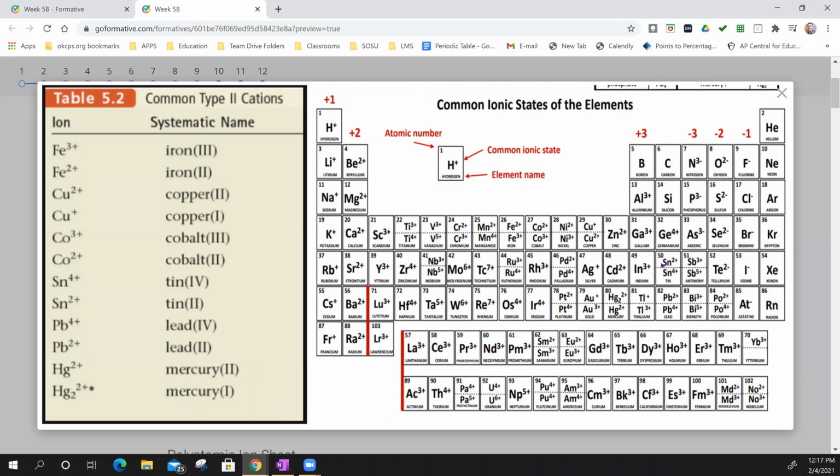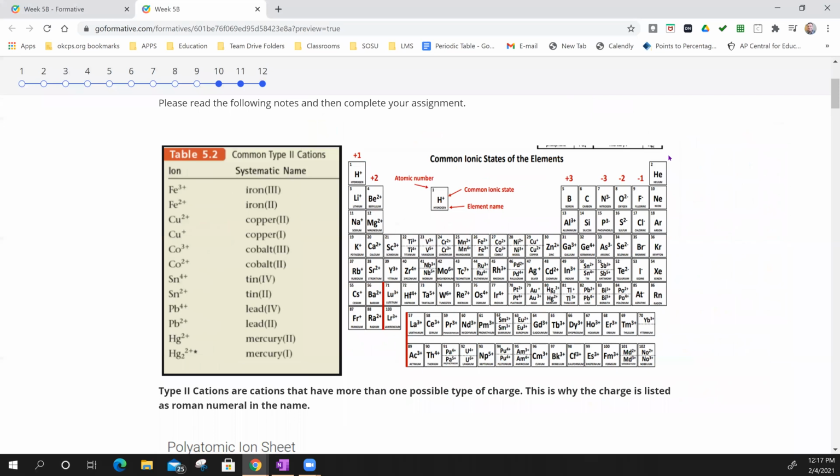This tells you all the charges of the ions that are on the periodic table. Monatomic ions mean one-atom ions; each of these is made up of one atom. And then we have our common type 2 cations, which are cations that have more than one possible charge. So their charge is written in the name, and so we call this type 2. We can see those right in this area with titanium, chromium, manganese, iron, cobalt. Each of those has more than one charge, and so the charge is listed in the name.